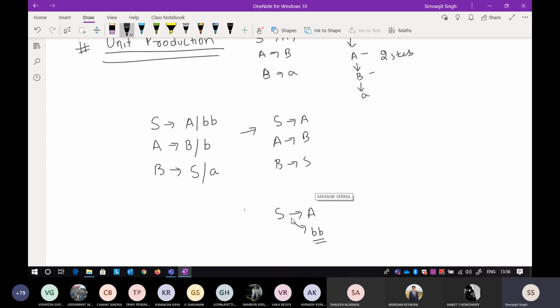Now what exactly is A deriving? Now A is deriving again B, as well as a useful symbol, that is your terminal, that is your b. So I also want that. Now another one, B is again deriving S as well as a. So whenever you are starting and ending with the same symbol, just stop here, because it will again repeat, and it will take a lot of time to eliminate these productions. Okay, so just stop here.